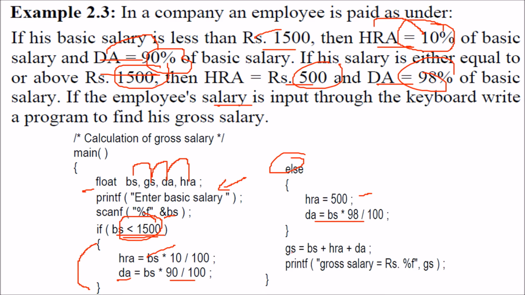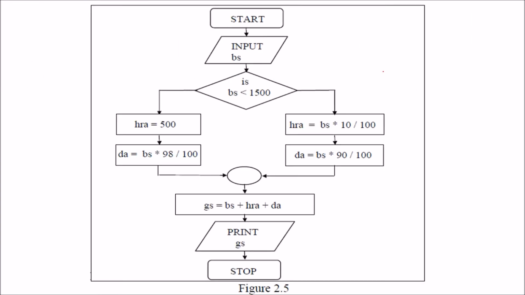And whatever comes, you have to compute the gross salary using BS plus HRA plus DA and you just have to print. So what is happening here is, you want to do something. Is BS less than 1500? If it is less than 1500, this is the yes condition. So this goes under if true. Then if this is true, you execute these two lines.